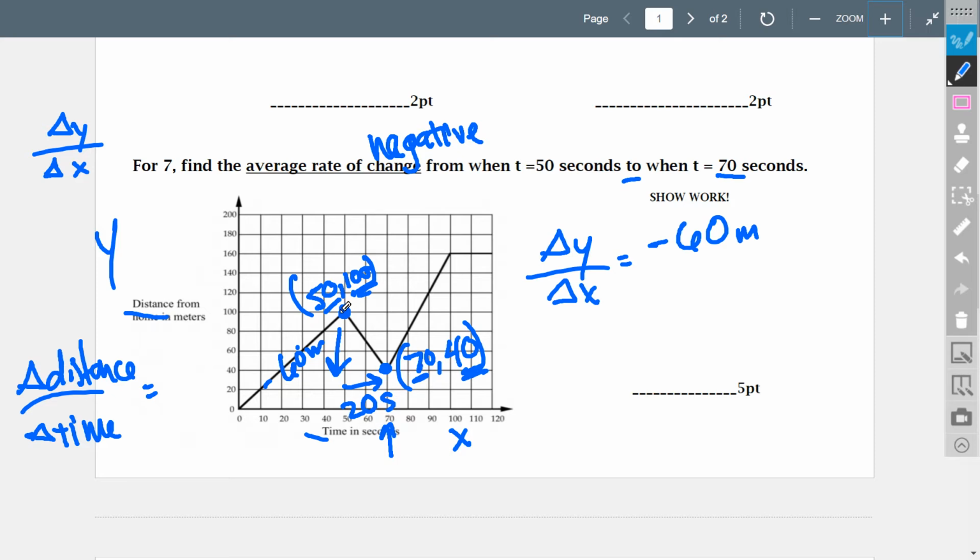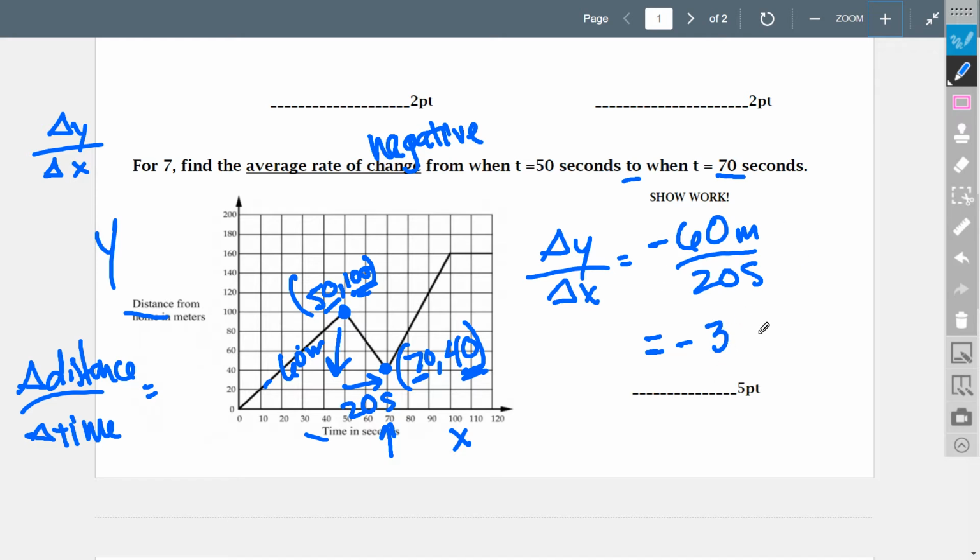So we can see the rise and run. We don't even have to do the formula. We can see from the graph what the change in the distance is and what the change in the time is. So that's 20 seconds. You'll notice that I'm keeping it negative here because it's going down. So my rate of change will be negative. Now I'm just going to simplify this. 60 over 20 is 3. So this is negative 3, or negative 3 over 1. I'm just going to leave it as negative 3.